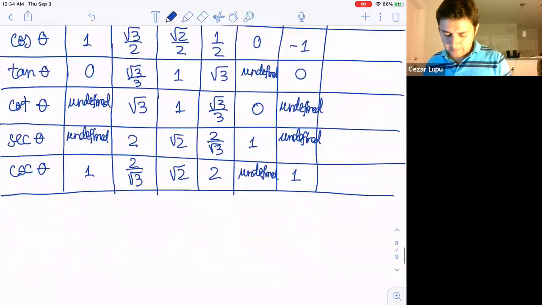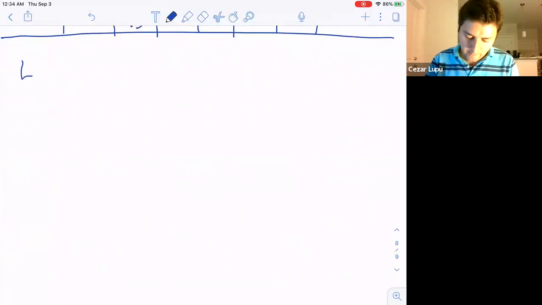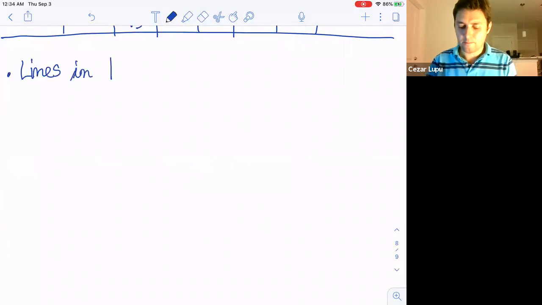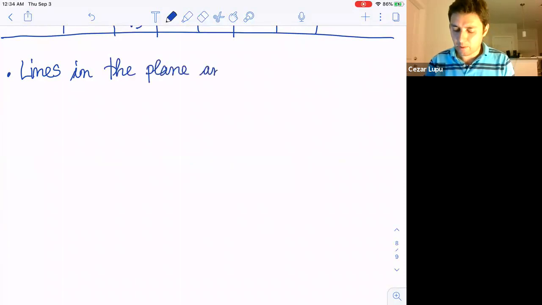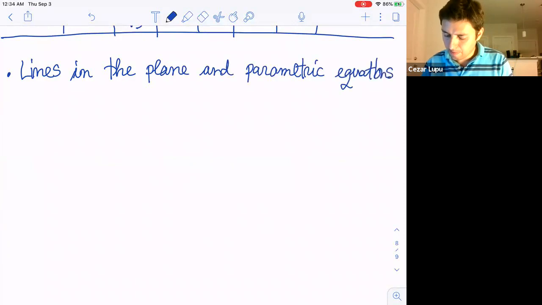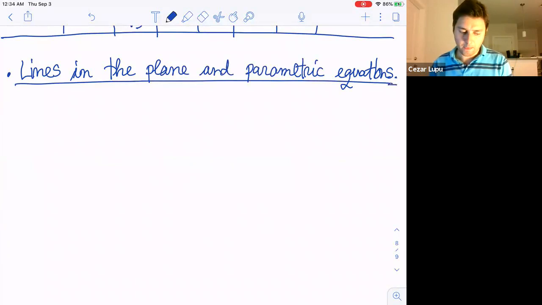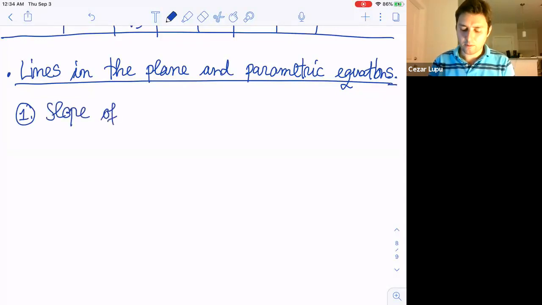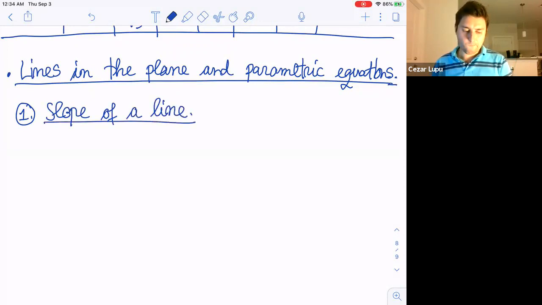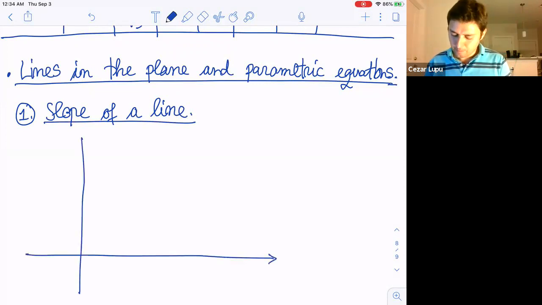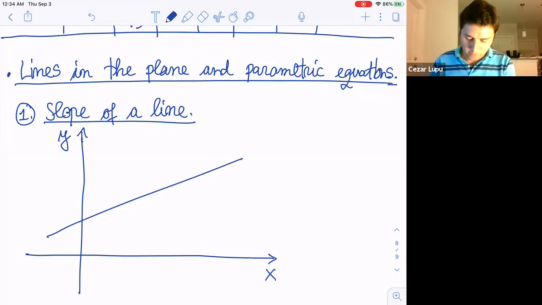All right, now let's talk about lines in the plane and parametric equations. Now, the first thing I want to talk about is the slope of a line. All right, let's draw a picture again. Here, let me draw a line like this. Let's say I have 2 points here. Let's say P is here and Q is here, and P has coordinates x1, y1, and Q has coordinates x2, y2.